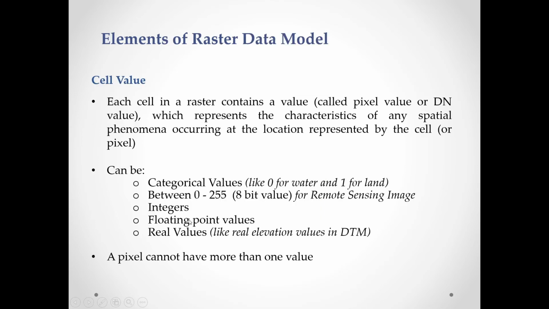Elements of raster data model: cell value. Each cell in a raster contains a value called pixel value or DN value, which represents the characteristics of any spatial phenomena occurring at the location represented by a cell or pixel. It can be a categorical value like 0 for water and 1 for land, a 0 to 255 8-bit value for a remote sensing image, integers, floating point values, or real values like real elevation value in a DTM. A pixel cannot have more than one value.